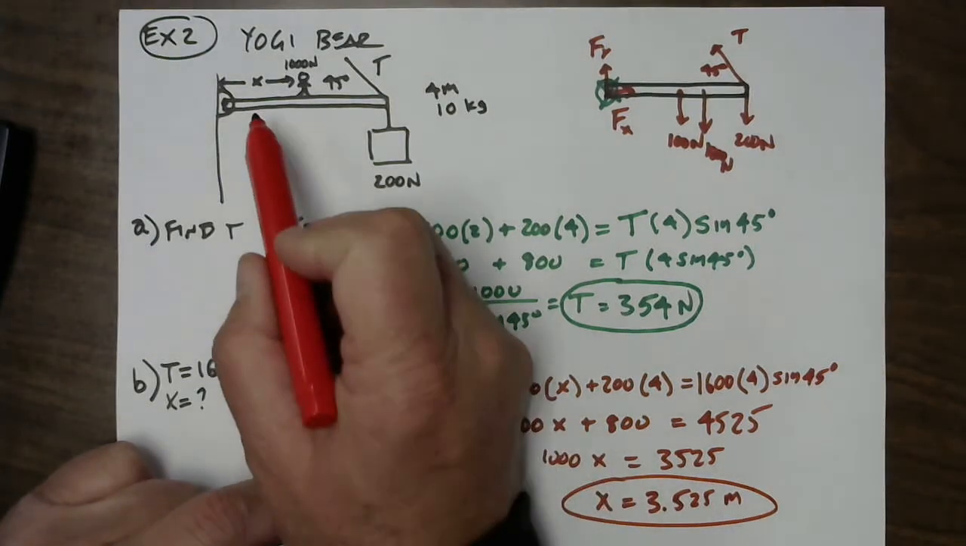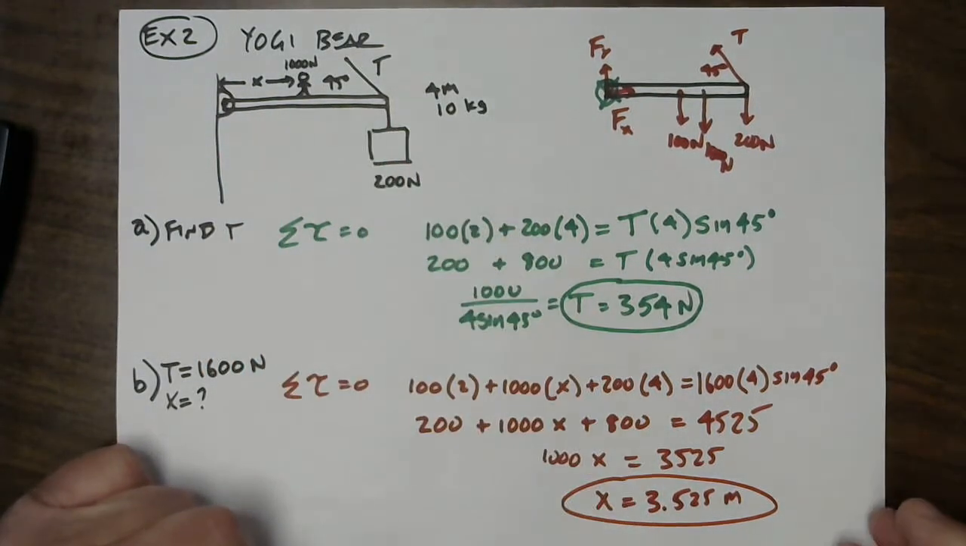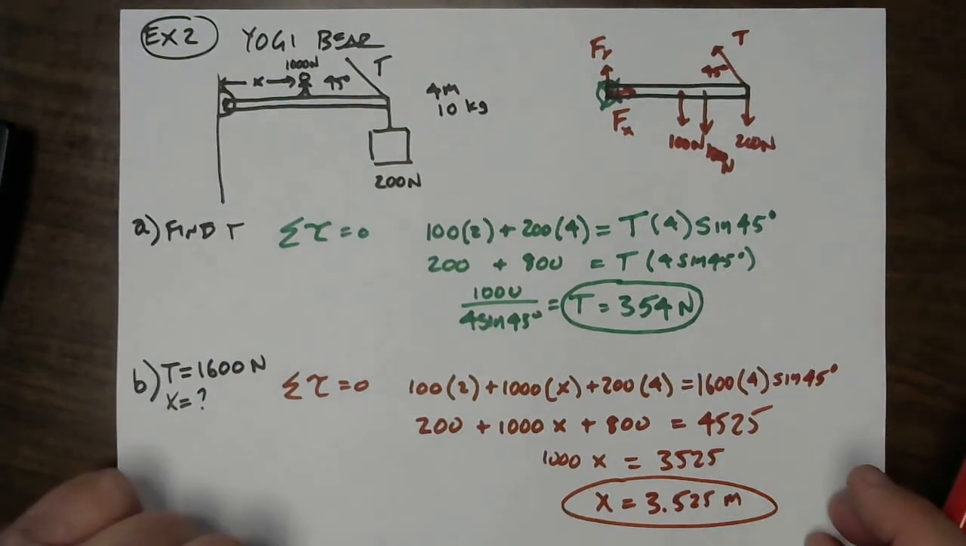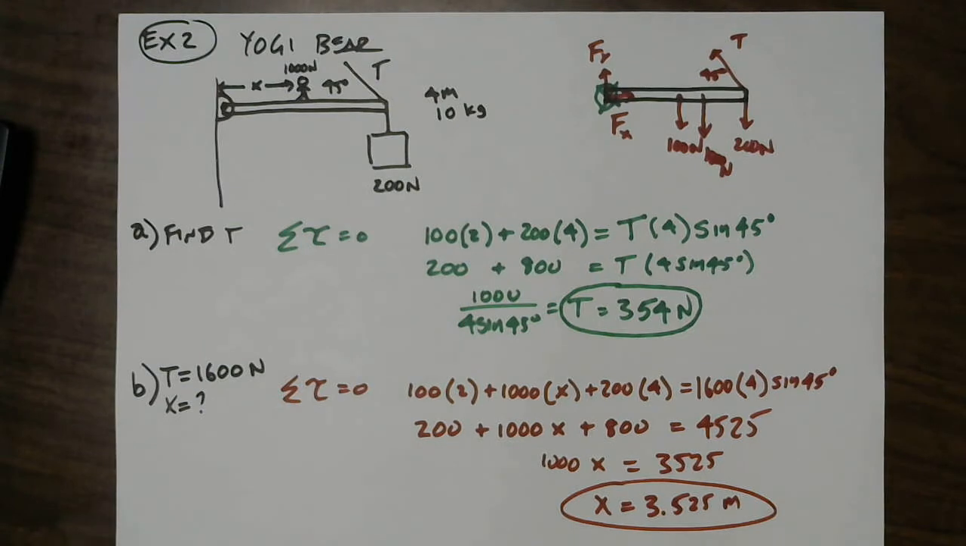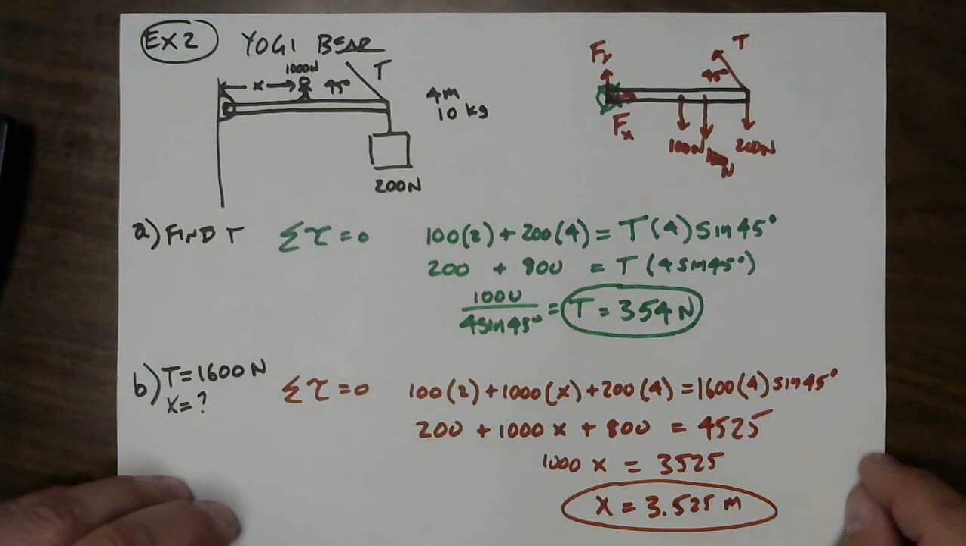I'm evil because Yogi gets 3.5 meters out to the end of a 4-meter stick before the tension is so great that the thing breaks and dumps him on his rear end. Perhaps we could change this problem up a little bit. What if we sent Boo Boo? Boo Boo Bear is probably half of Yogi's mass. I wonder if Boo Boo could make it all the way out to the end.